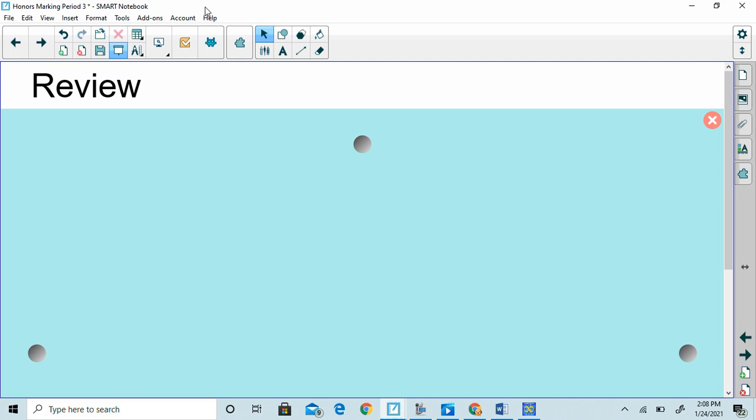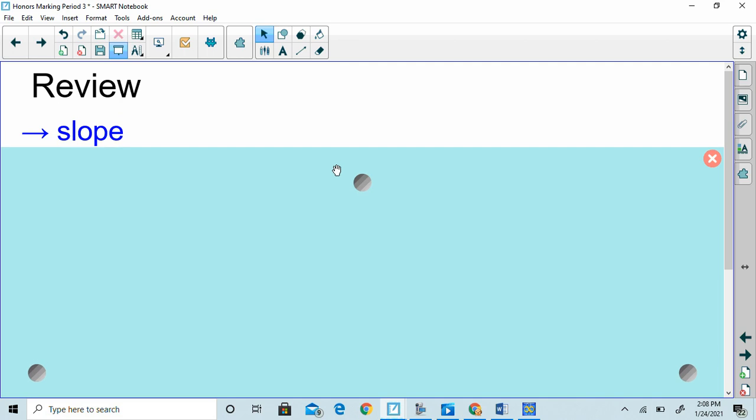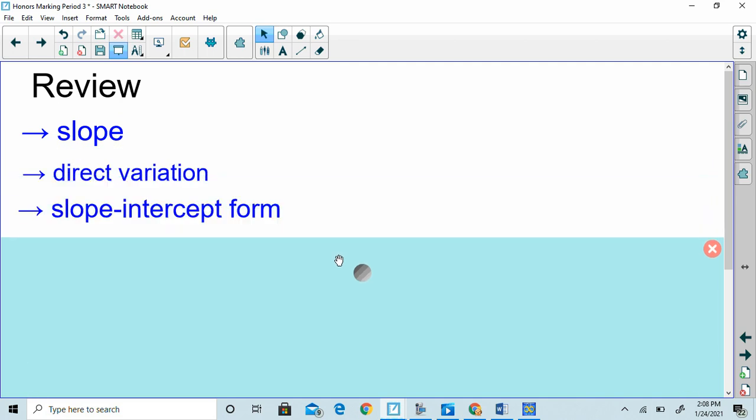For today's lesson, I'd like to start off with a review, since it's been a while since we've been together. In Chapter 5, the first three sections involved slope or rate of change, the model of direct variation, and slope-intercept form. So let's go back in time and review a little of each.